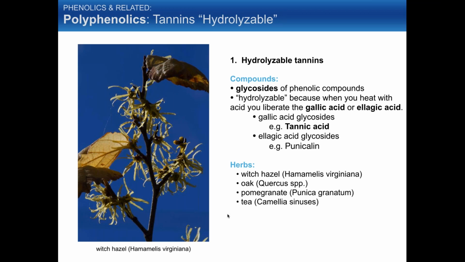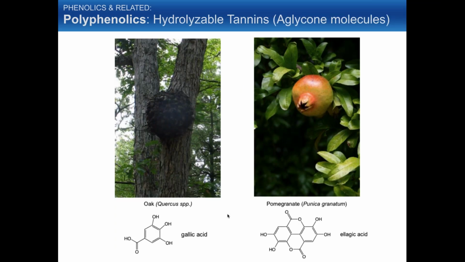Pomegranates have them in the rind as well. Tea has a number of types of hydrolyzable tannins. So you basically have gallic acid and ellagic acid as your main phenolic compounds that have an astringent effect. But when you add a whole bunch of sugars to it, you'll get glycosides of this. There's a couple examples like tannic acid or punicalin, found in various things like tea or pomegranate, and are responsible for these astringent effects.